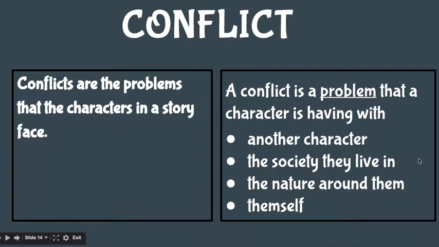Conflicts are problems that characters in a story face. They could be problems that characters are having with another character, the society they live in, the nature around them, or it could be problems that they're having with themselves. Some of these problems are going to be really big, some of them are going to be small, but it's any time that something really isn't going well or something isn't going right.